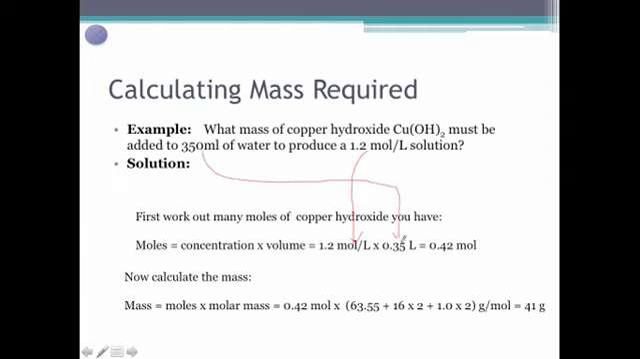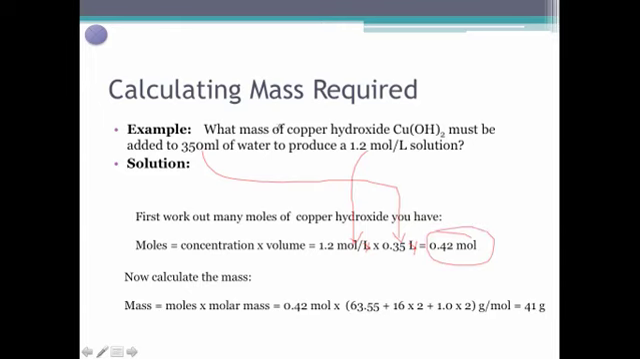Remember, we've got to make sure we get the right units there. Now just double check. This will be litres divided by litres, so they'll cancel out. So you'll be left with moles as your answer. So that's correct. We've done the calculation correctly. Always check to see that your units are right. So it's just merely a case then of multiplying 1.2 by 0.35. We end up with 0.42 moles.